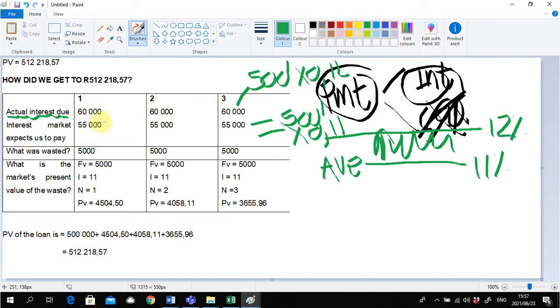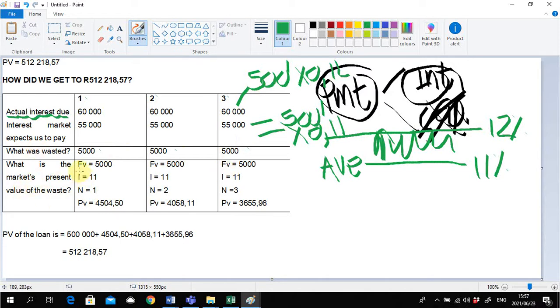So if we look at the difference for each year, I've drawn up a table here. This represents year 1, year 2, and year 3, because this loan term is given to us in the question as 3 years. So if I look at every single year, we waste 5,000 Rand every year, because we pay more than the market would have expected us to. So we waste 5,000 Rand in year 1, 5,000 Rand in year 2, and 5,000 Rand in year 3. Now, because we are working with periods of time, we cannot assume that 5,000 Rand is 5,000 Rand. We need to go and find the present value of 5,000 Rand for every year.